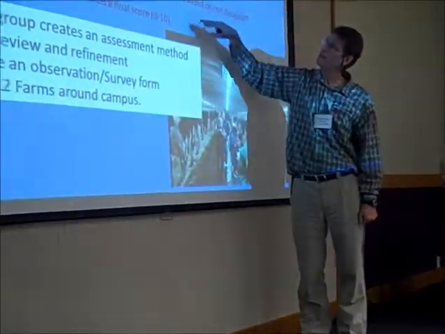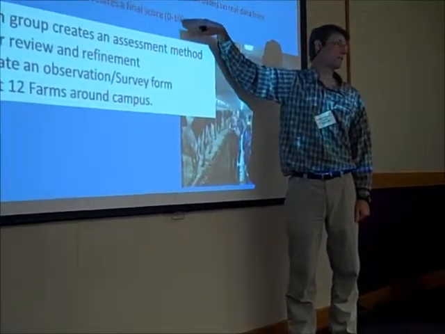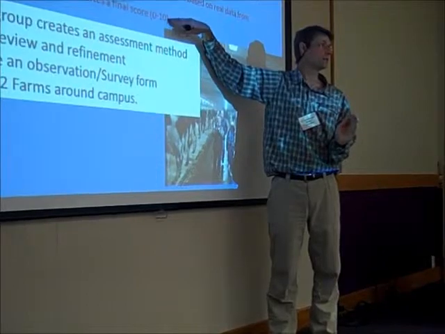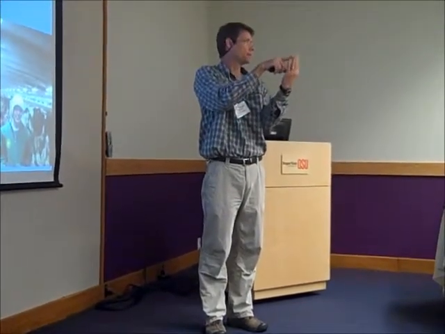And then at the end, each group is going to come up with a final score from 0 to 10 for sustainability on their axis. Okay, so we'll get these 4 scores at the end, with the 4 axes each with a score from 0 to 10. And that'll be our sustainability estimate, or assessment, that'll work on any farm.